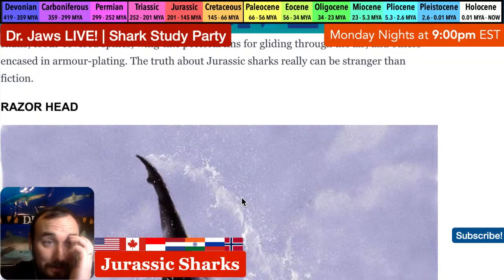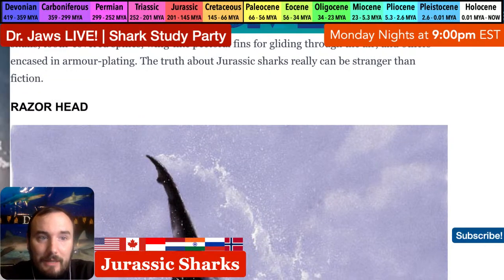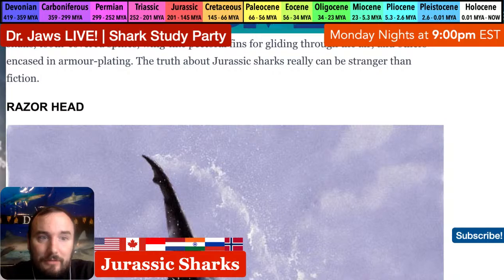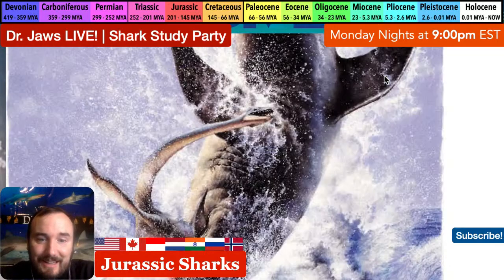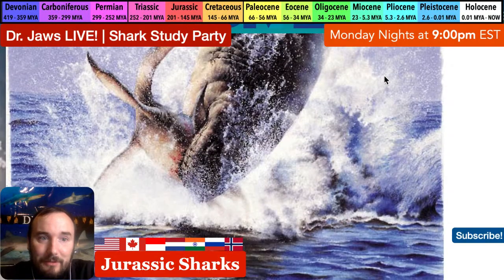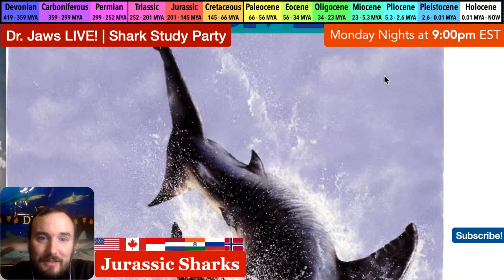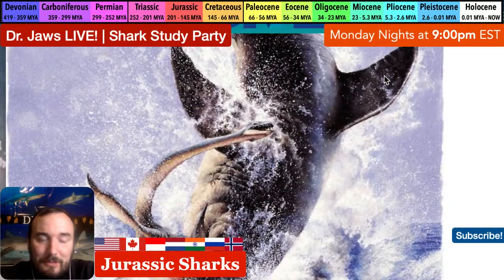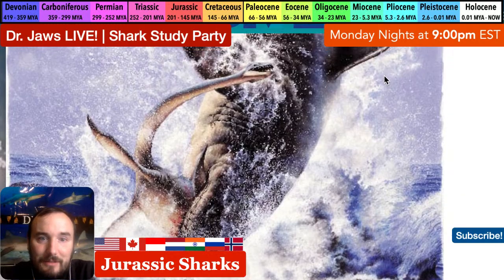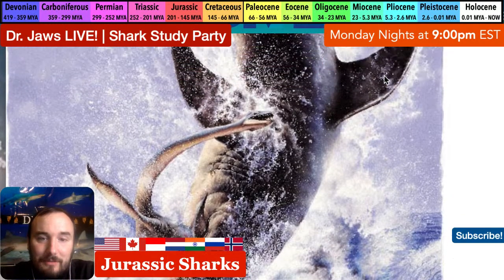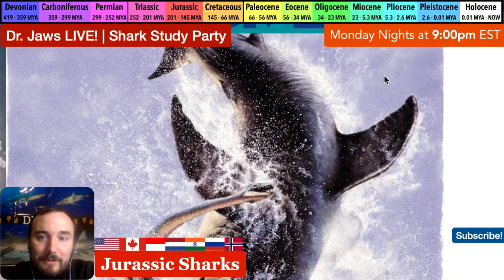I like how they kind of give these weird modern names to these sharks, so we'll take a look. Razorhead. Wow. So really amazing image here. I've never heard of the term razorhead for a shark, but look at this thing chomping on. It looks like a plesiosaur. It's kind of wild.